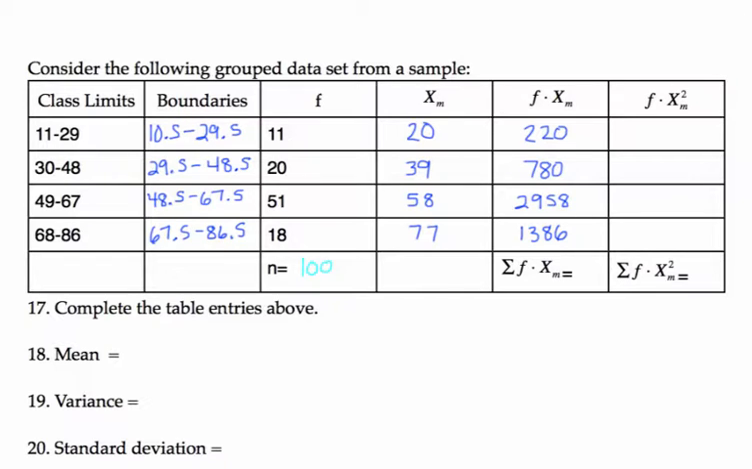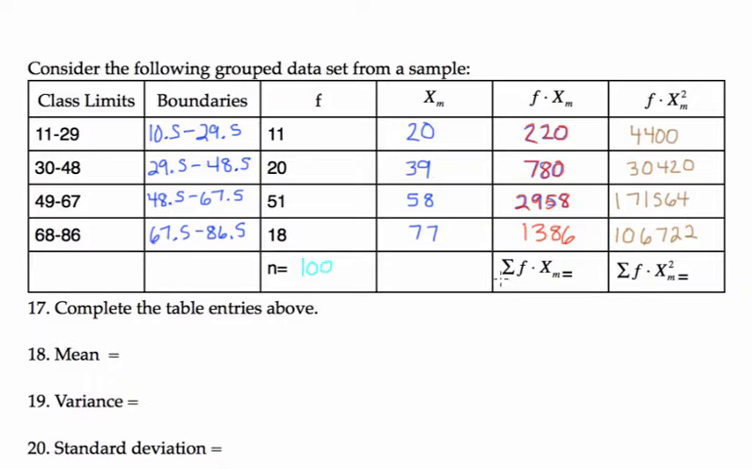Be careful on this step. To find f times the midpoint squared, you need to type into a calculator 11 times 20 squared. You can't just square this number. So 11 times 20 squared is 4,400. Double check that you have the right numbers in this column. You'll notice I switched colors so that I can use colors when I do my formulas.